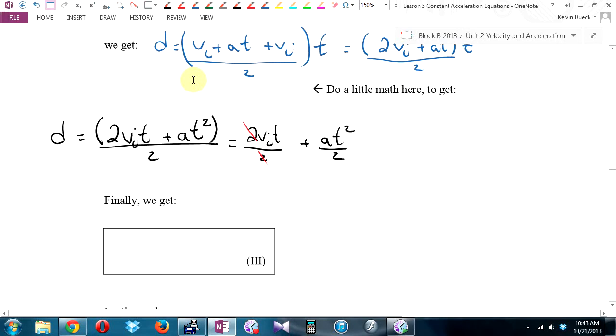I get this. D equals. That first little mini fraction, Taylor, turns into VIT. Plus, dividing by 2, what's that the same as multiplying by? D equals VIT plus a half AT squared, which is definitely on your formula sheet.